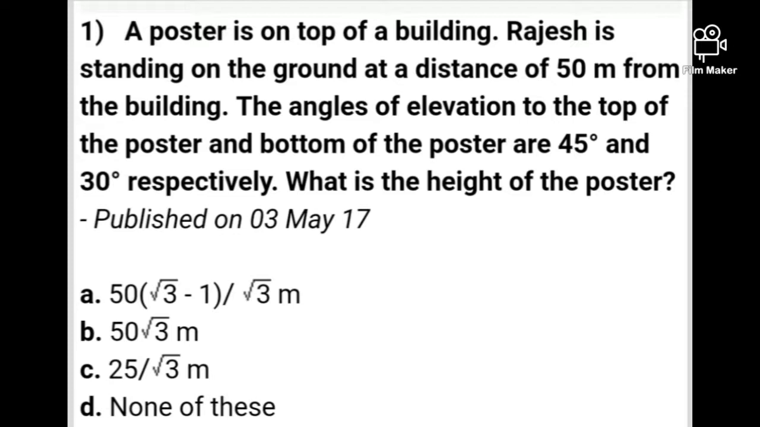So, in this question, we can see that a poster is on top of a building. Rajesh is standing on the ground at a distance of 50 meters from the building. The angles of elevation to the top of the poster and bottom of the poster are 45 degree and 30 degree respectively. What is the height of the poster? The various options are 50 (root 3 minus 1) by root 3 meter, or 50 root 3 meter, or 25 by root 3 meter, or none of these.